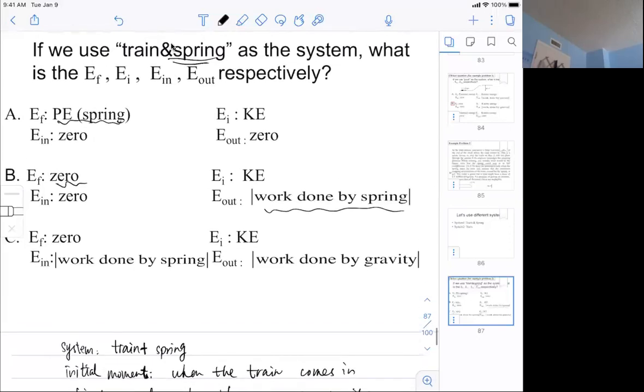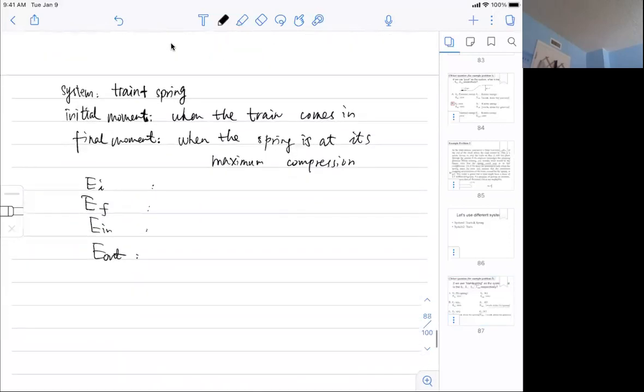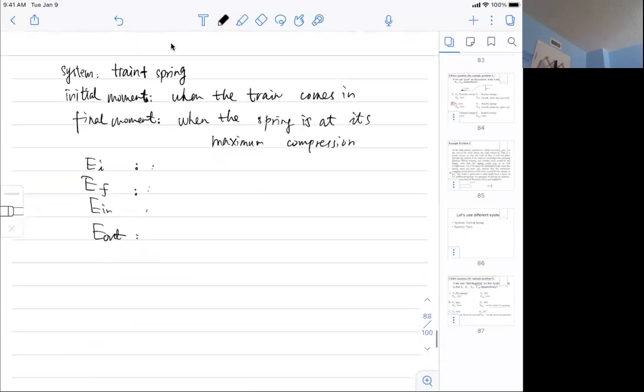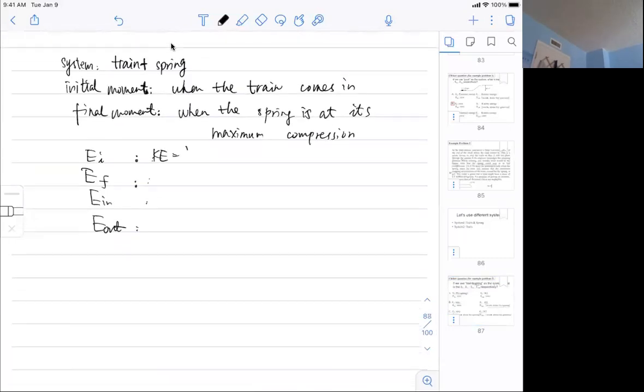So that means you do have to think about the potential energy of the spring, right? So let's work out these terms. Initial energy, what kind of energy do we have? Initially, when the train is moving, it's coming in, we have kinetic energy, right? So the kinetic energy of this train is 1/2 mv squared. And we want to figure out what velocity we can have.